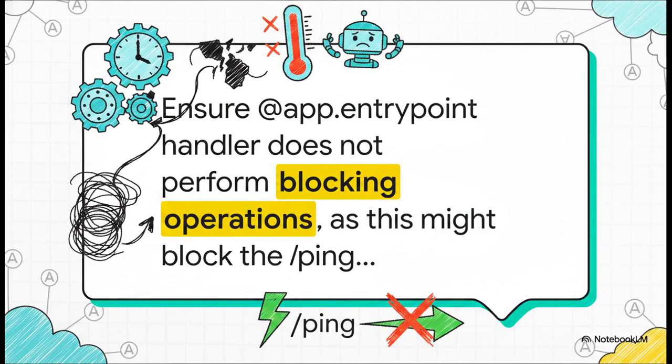Okay, I need everyone to listen to this because this is the #1 mistake. Do not put long-running, blocking code in your main entry point. Why? Because if your main process is frozen, it can also freeze the /ping health check. So your agent might be working its tail off, but to the outside world, it looks like it's crashed, and the system might just shut it down.